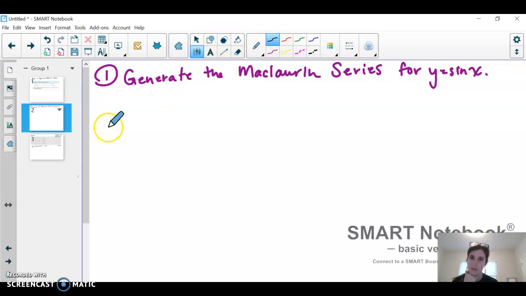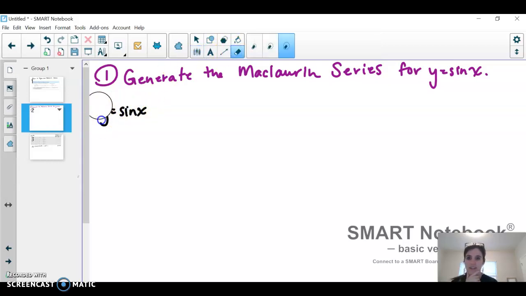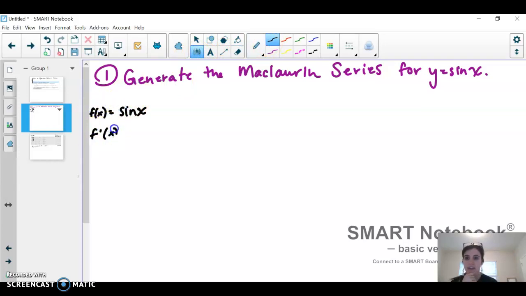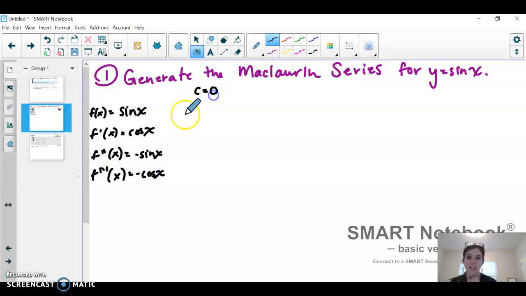I'm going to go through this super quickly because we've already done it. Let's say we have y is equal to sine x, or actually let's call it f of x. Let's just change that y to f of x. That's our first function. When we take the derivative, that's going to be positive cosine x. Taking the second derivative, we get negative sine x, and so on and so forth. You should be masters at this by now. The third derivative would then be negative cosine x. And what we're doing is plugging in the center. You don't need to write all this down, by the way.